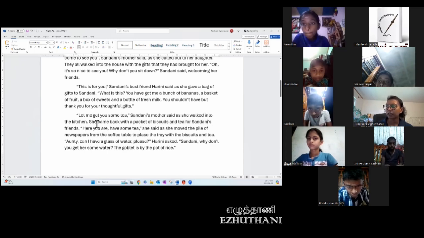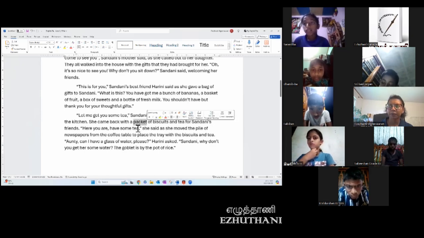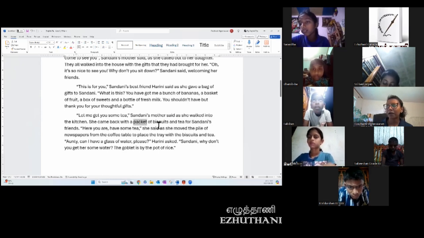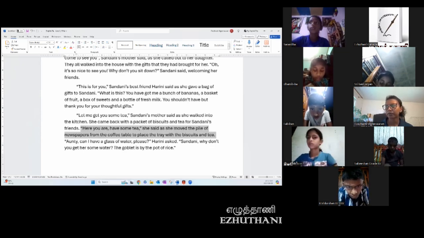Okay, so she came back with a packet. Can you repeat that word? Packet of biscuits. Okay, good. Thank you. So she came back with a packet of biscuits and tea for Sandani's friends. Next sentence. Demishka, can you try this one? Here you are, have some tea, she said as she moved the pile of newspapers from the coffee table to place the tray with the biscuits and tea.